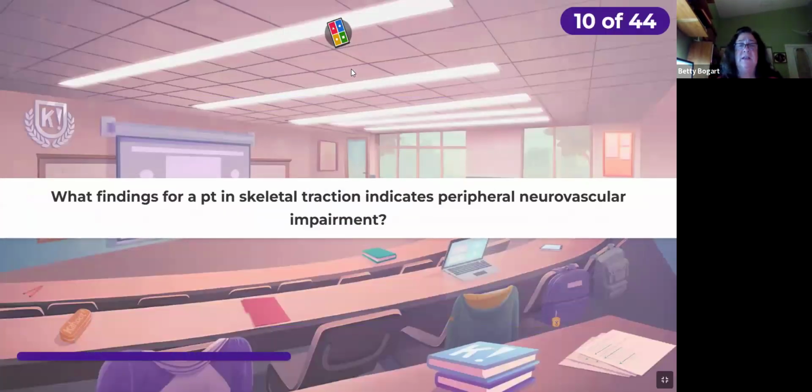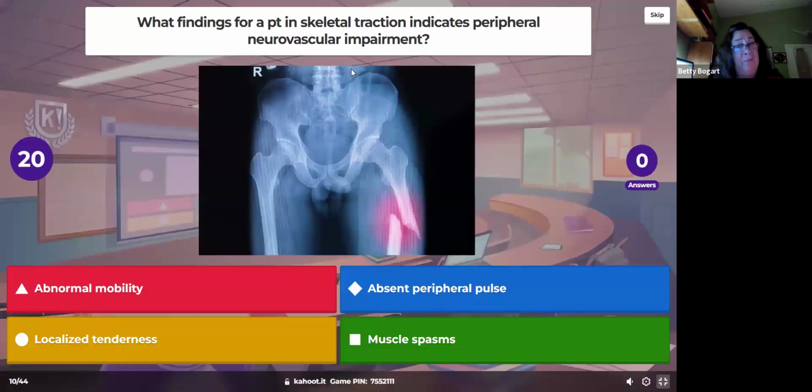What findings for a patient in skeletal traction indicates peripheral neurovascular impairment? What do all those words mean?